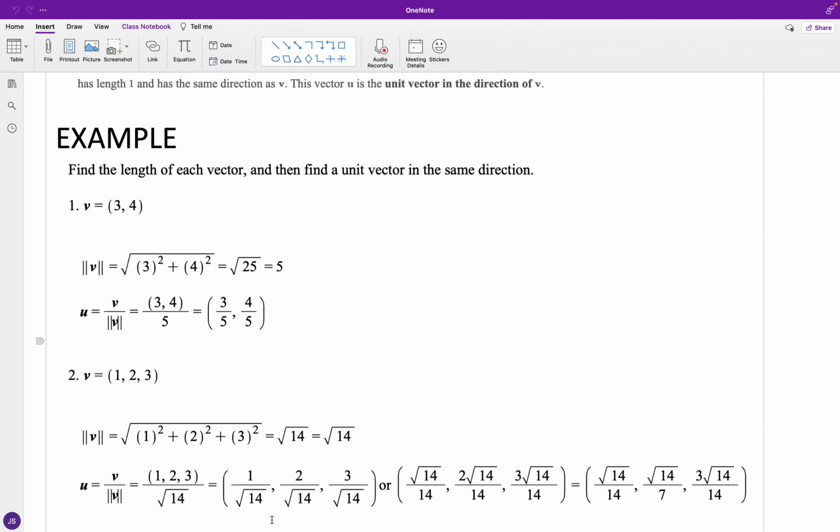Without rationalizing the denominator, I would have 1 over the square root of 14, 2 over the square root of 14, 3 over the square root of 14. Rewriting as ratios without any radical in the denominator, we have square root of 14 over 14, 2 square root of 14 over 14, and 3 square root of 14 over 14. In simplified form, with the ratio of evens 2 and 14, 2 square root of 14 over 14 is reducible to the square root of 14 all over 7. So it can also be written in this particular form.